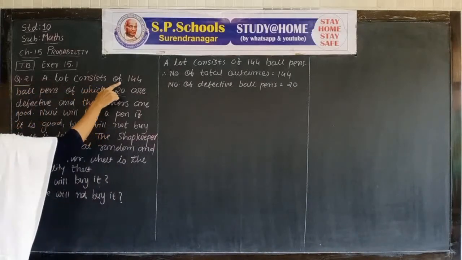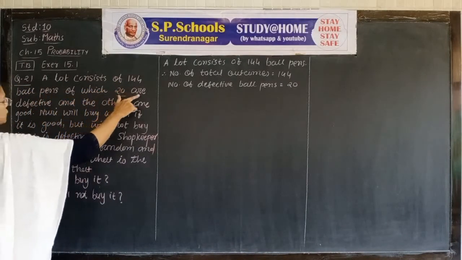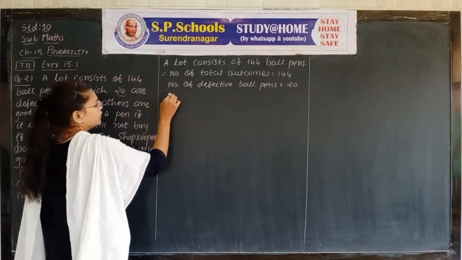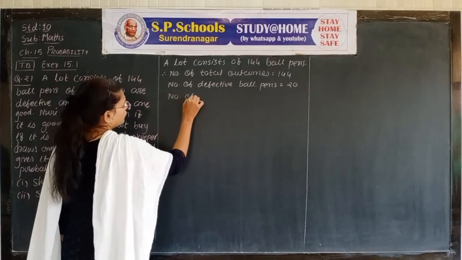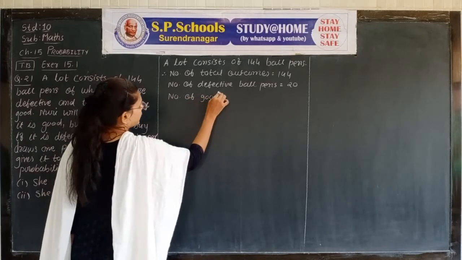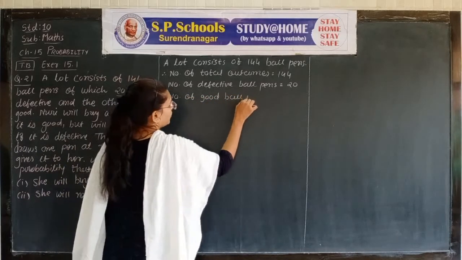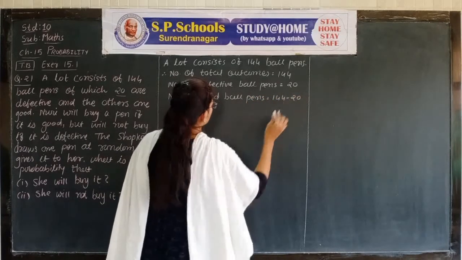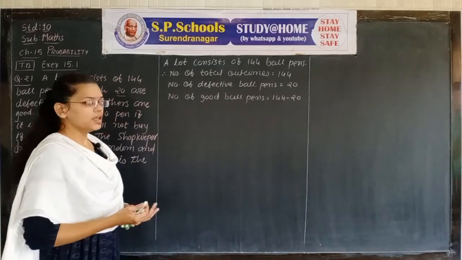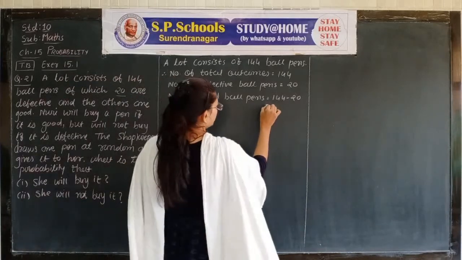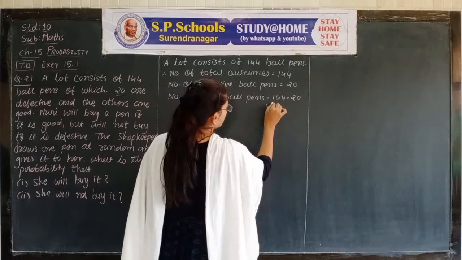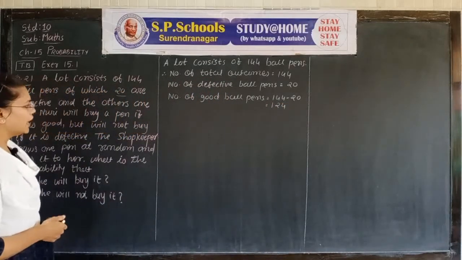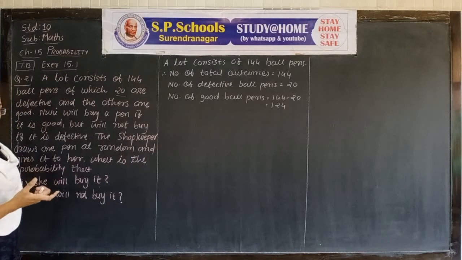A lot consists of 144 ball pens, of which 20 are defective and the others are good. Therefore, first of all, we need to find the number of good or non-defective ball pens, which is equal to the total 144 minus 20 defective ones. 144 minus 20 gives 124. So 124 ball pens are good, which are not defective.